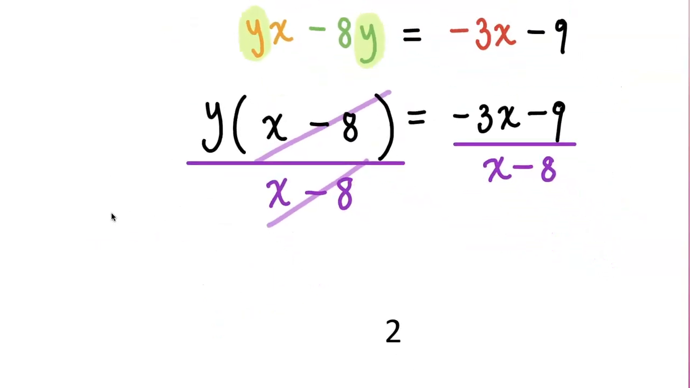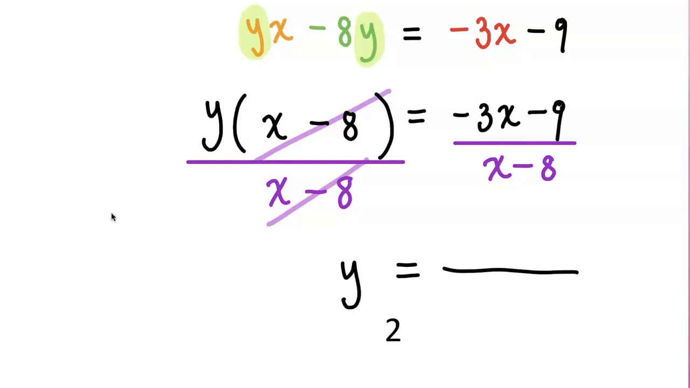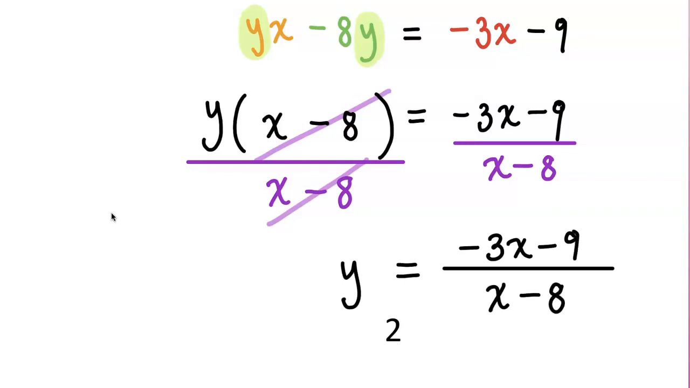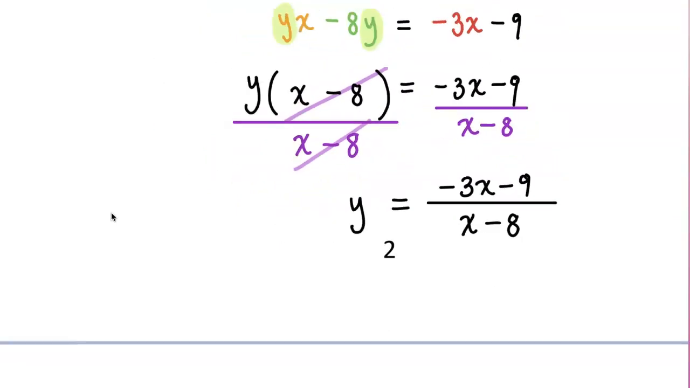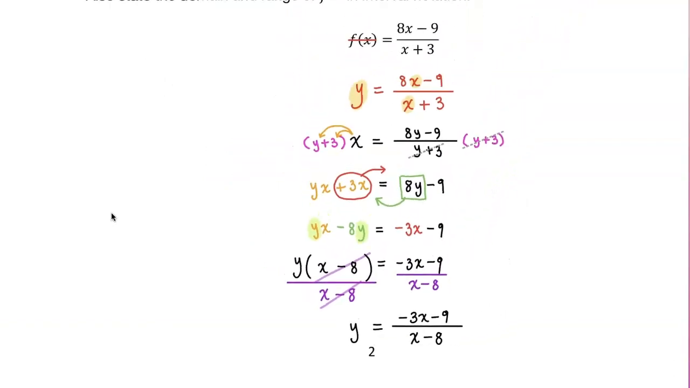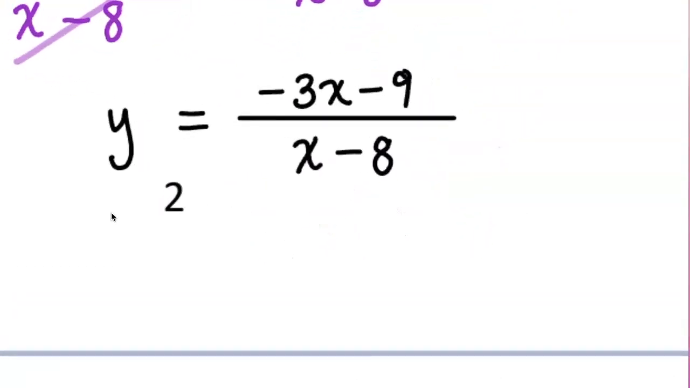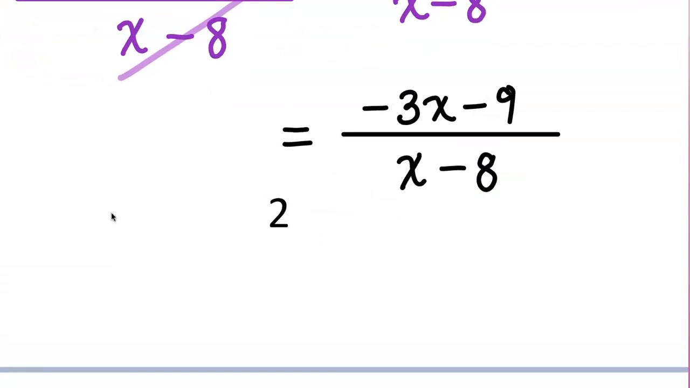And the only thing that we have left is y equals, I'll move this a little bit to the side, y equals that fraction, negative 3x minus 9 over x minus 8. Now the last thing is to replace this letter y with the inverse name, right? So what was the name of this function? This guy was called f of x. So we're going to say what we just found is the f inverse of x. And that is how we find an inverse of a rational function.